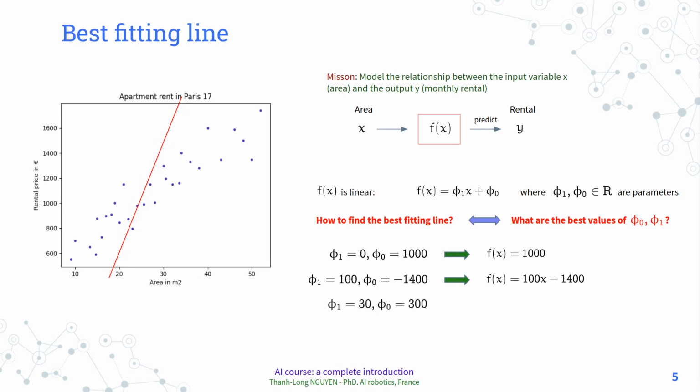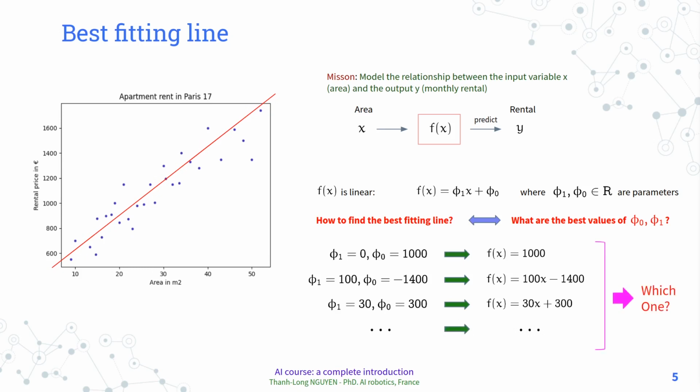Now, I'd like to try with phi1 equals 30 and phi2 equals 300. Then f of x equals 30x plus 300. And you see, this straight line looks better. But how can we know that it is the best fitting line? Because we can have so many solutions like this. Therefore, we have to define a metric that allows finding the values of phi0 and phi1 that give the best fitting line. Let me show you how.